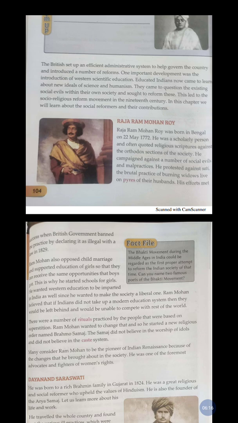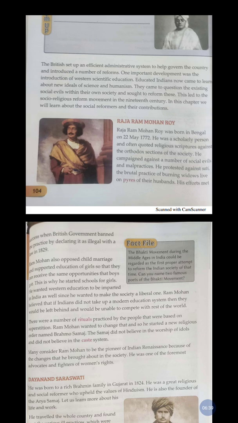Now, what he has done over here? There were a number of rituals. Okay, now what is the meaning of rituals? A ceremony where a set of prescribed actions are performed. You can write in your textbook.